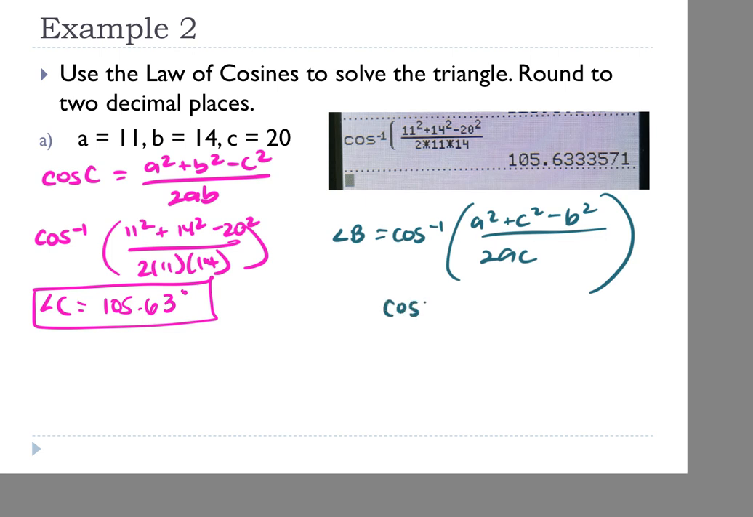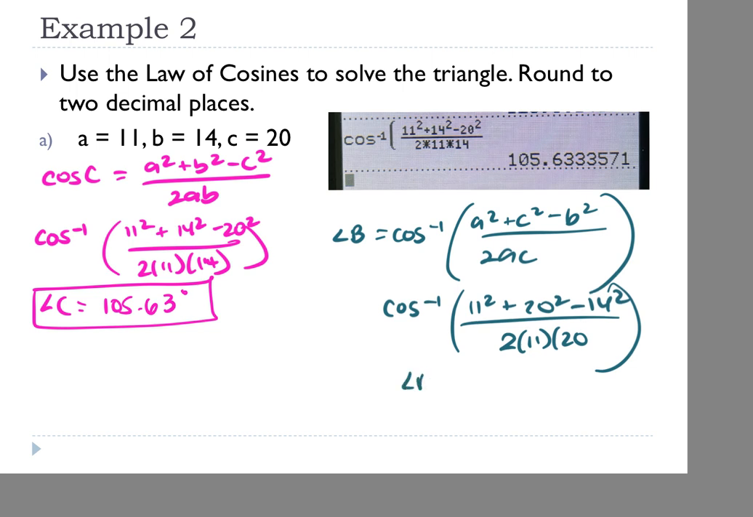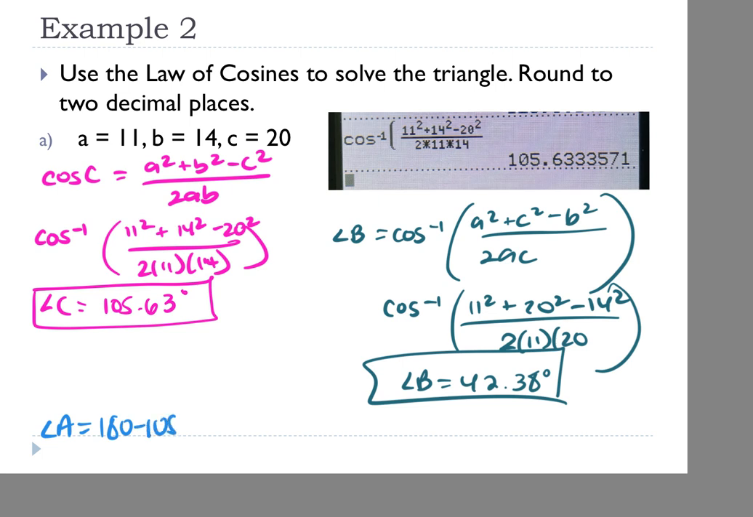So cosine -1 of 11 squared plus 20 squared minus 14 squared over 2, 11, 20. So now angle B is 42.38 degrees. And then to find A, I just subtract the other two from 180. So 180 minus 105.63 minus 42.38.